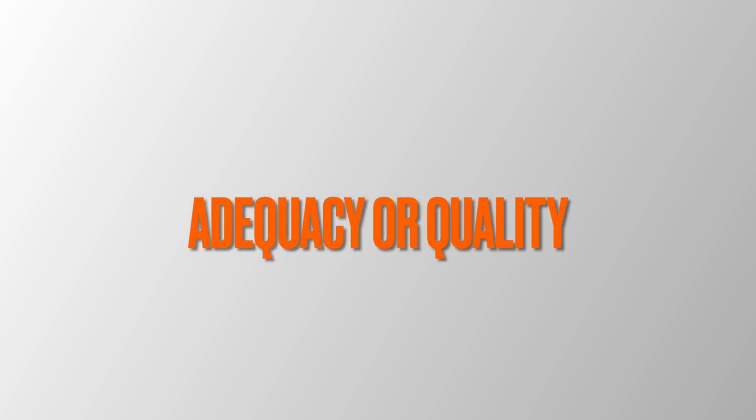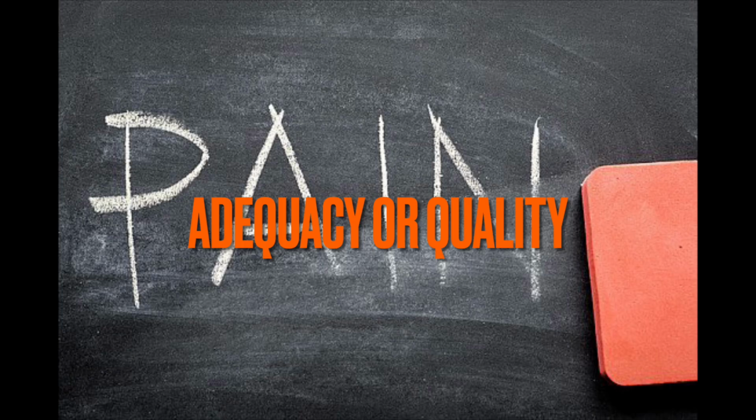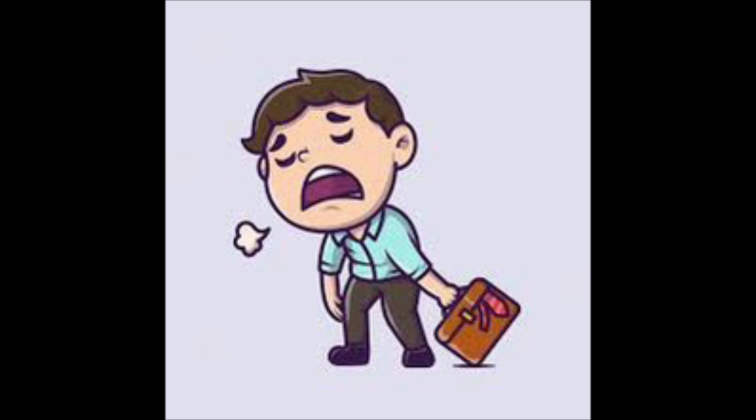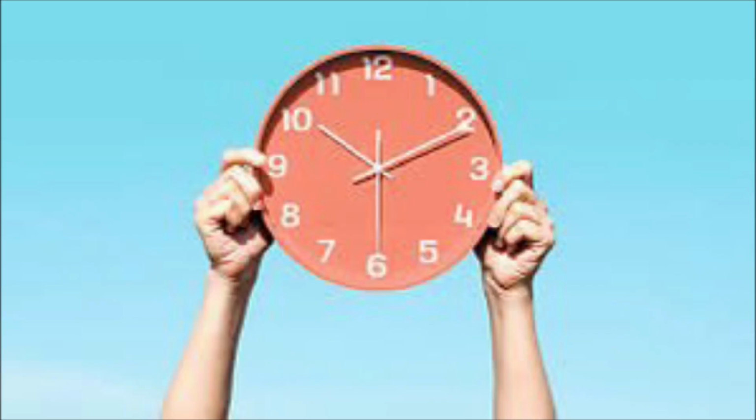And then the third parameter of assessment and intervention is the parameter of adequacy or quality. Quality being pain. Are there aspects of pain? Is pain there? And then the next thing would be the level of fatigue while they're doing the task. And the last one would be the amount of time that they take to complete the task. So this is adequacy and quality.